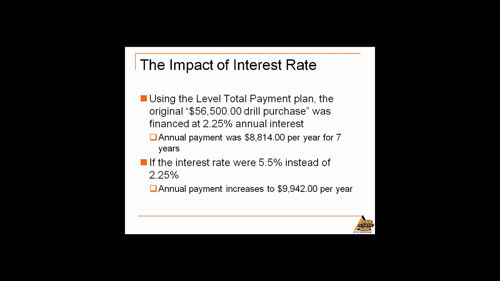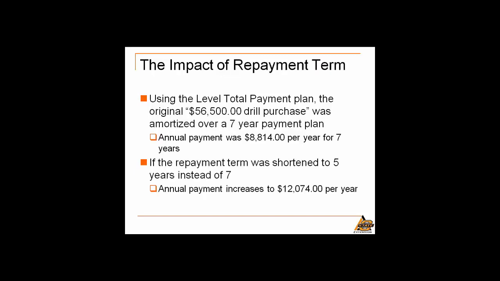Interest expenses were one factor that made the farm financial crisis of the 1980s such a financially challenging time for many producers. Another factor that definitely impacts the quote-unquote feasibility of an amortized loan is repayment terms. Going back to the $56,500 drill purchase example at 2.25% annual interest, the payment based on a 7-year loan is $8,814 a year, as just discussed in the previous slide.